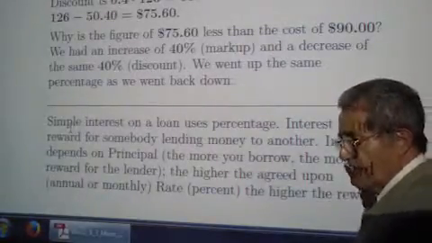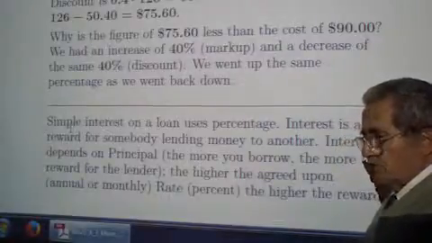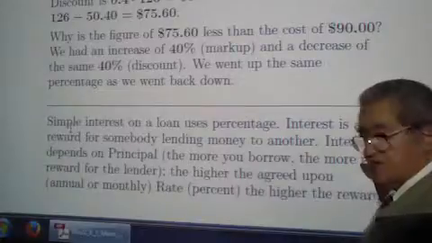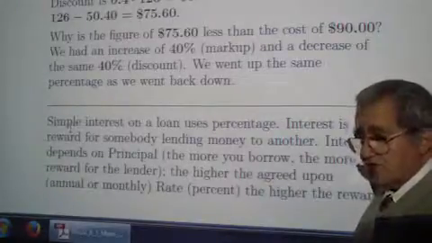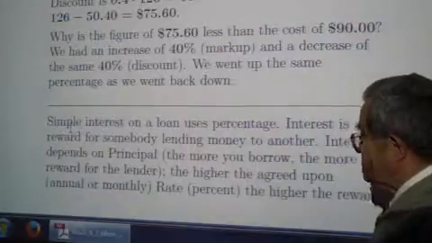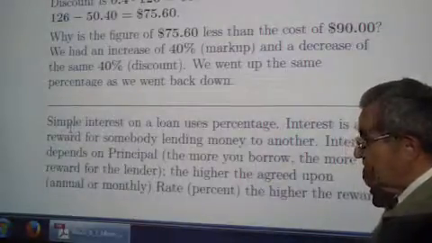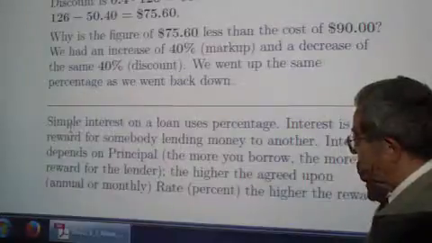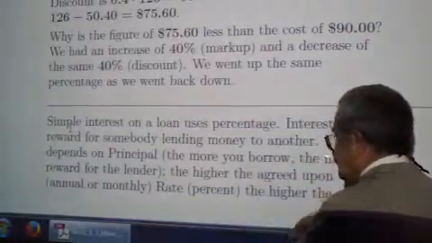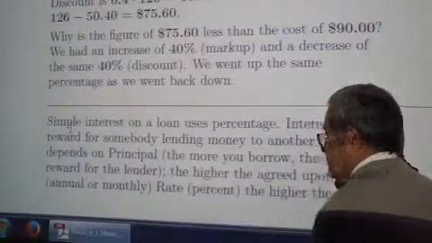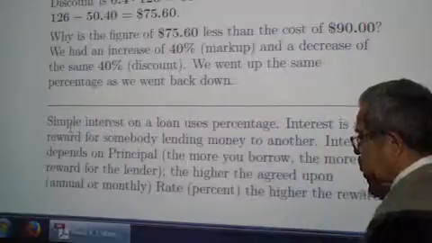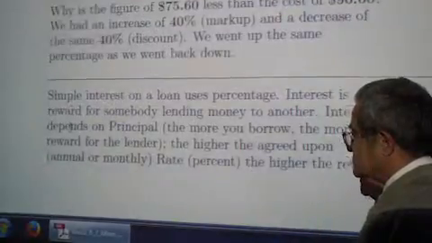One bank would want $5 interest per $100 lent. Another bank might want $7. So that's the rate, that's negotiable. And the longer you have the money, the more the interest. The rate is either monthly or annually, so the time must also be monthly or annually. The rate and the time must agree. Years, years, months, months.